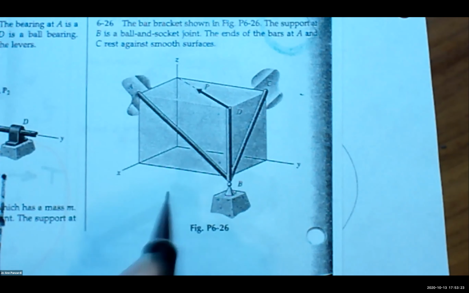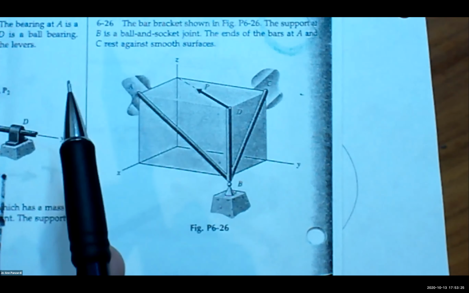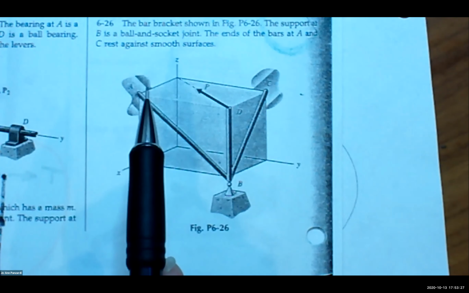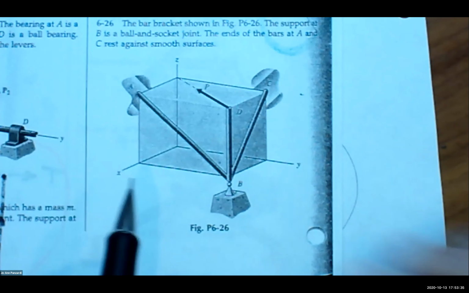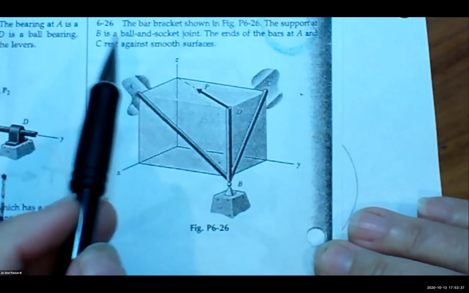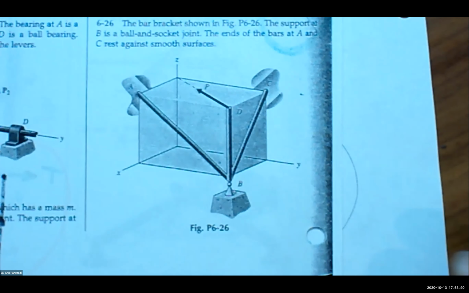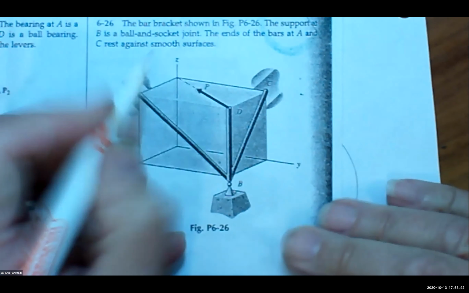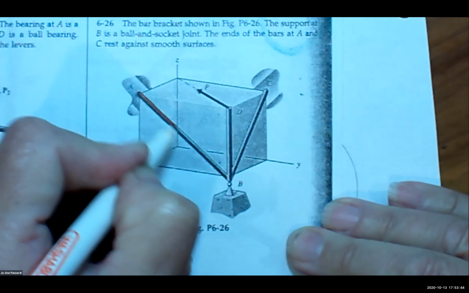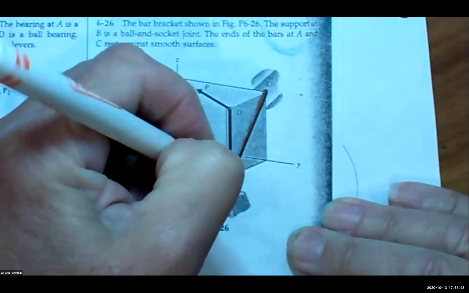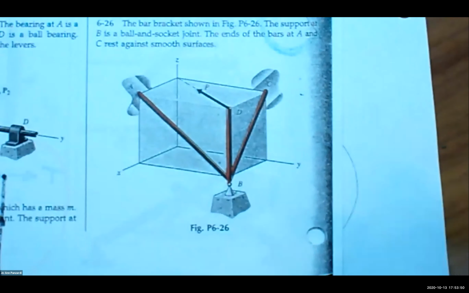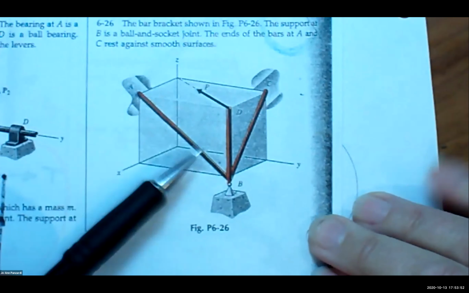Okay, so now let's do this one, 26. Miles planned to be absent today. Okay. Peter. Yes. Okay, great. All right, so let me read it to you. It says the bar bracket, and the bar bracket is this thing. Here, here, here. The bar bracket shown in the figure, they want you to draw for everybody.